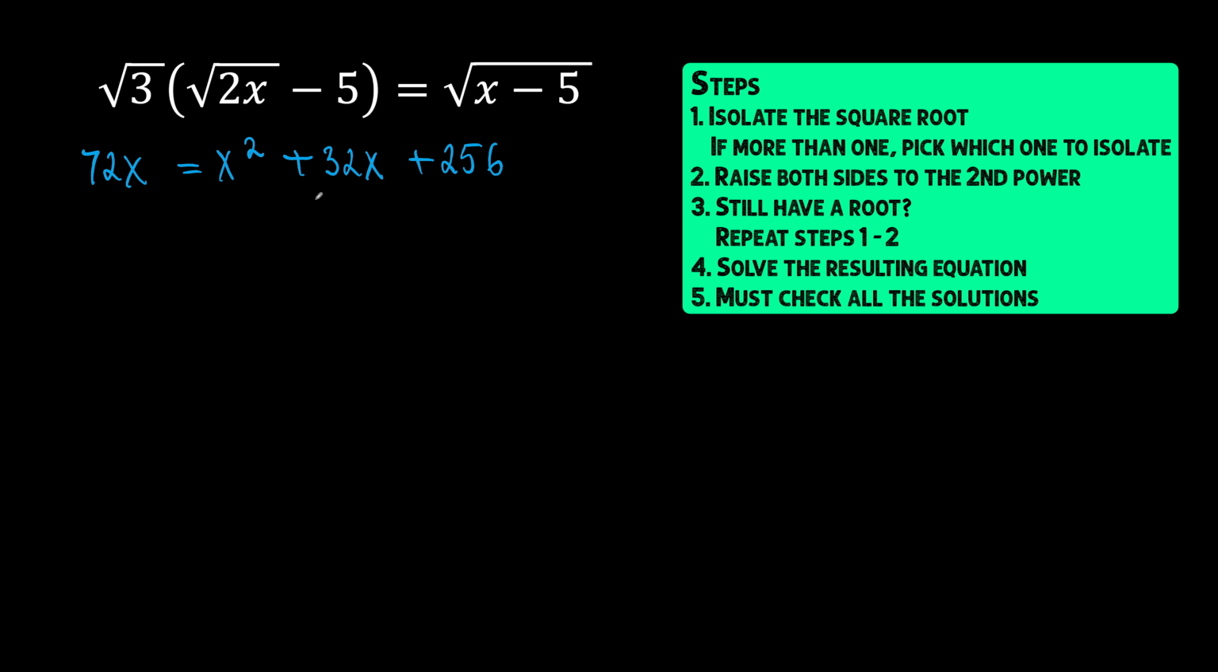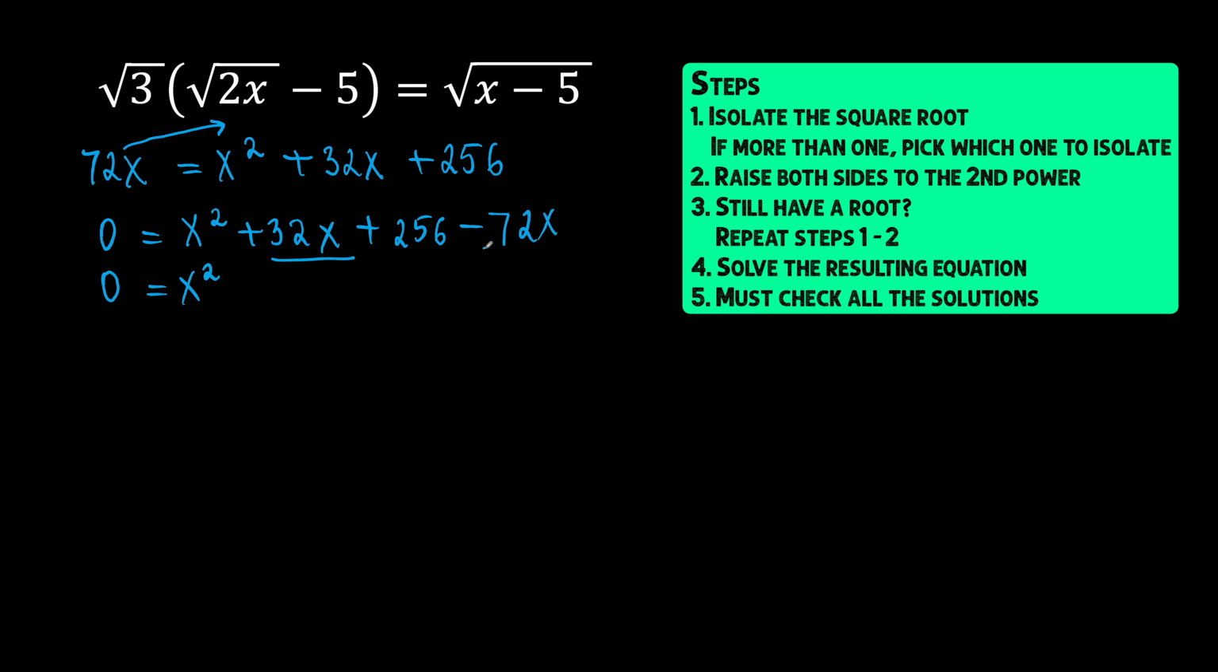Very good. It looks like we have a quadratic equation here, right? No more roots. I'm so happy about it. So we want to have 0 on the left, right? Because all our stuff is on the right. So it means we're going to take 72x and bring it to the other side as negative 72x. So we will have 0 here, and then x squared plus 32x plus 256 minus 72x. Very good. So we have 0 is equal to x squared, 32x minus 72x will be negative 40x, plus 256.